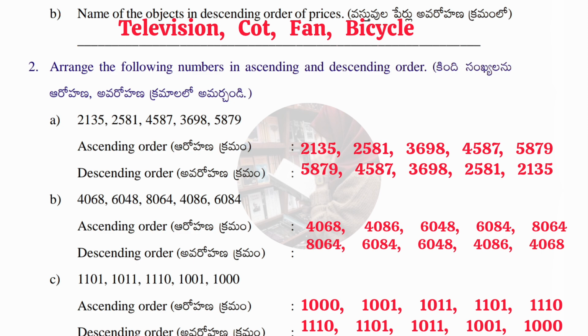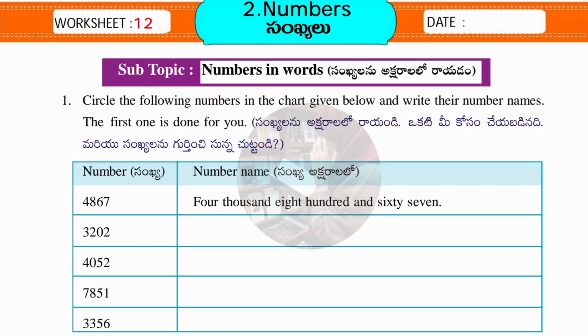Okay, now we'll move to the next worksheet, that is worksheet number 12. Here the subtopic is numbers in words. Okay, right, we have to write down the numbers in word form. Okay, so let's see, first Roman is circle the following number in the chart given below and write their number names. Okay, first one is done for you.